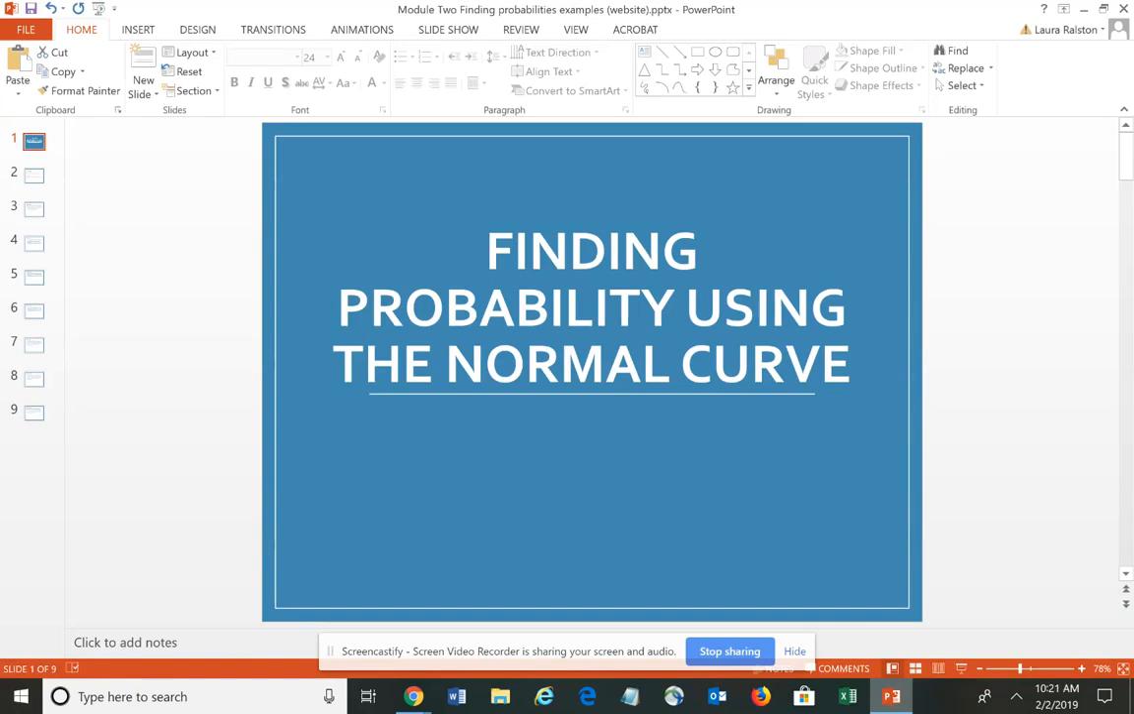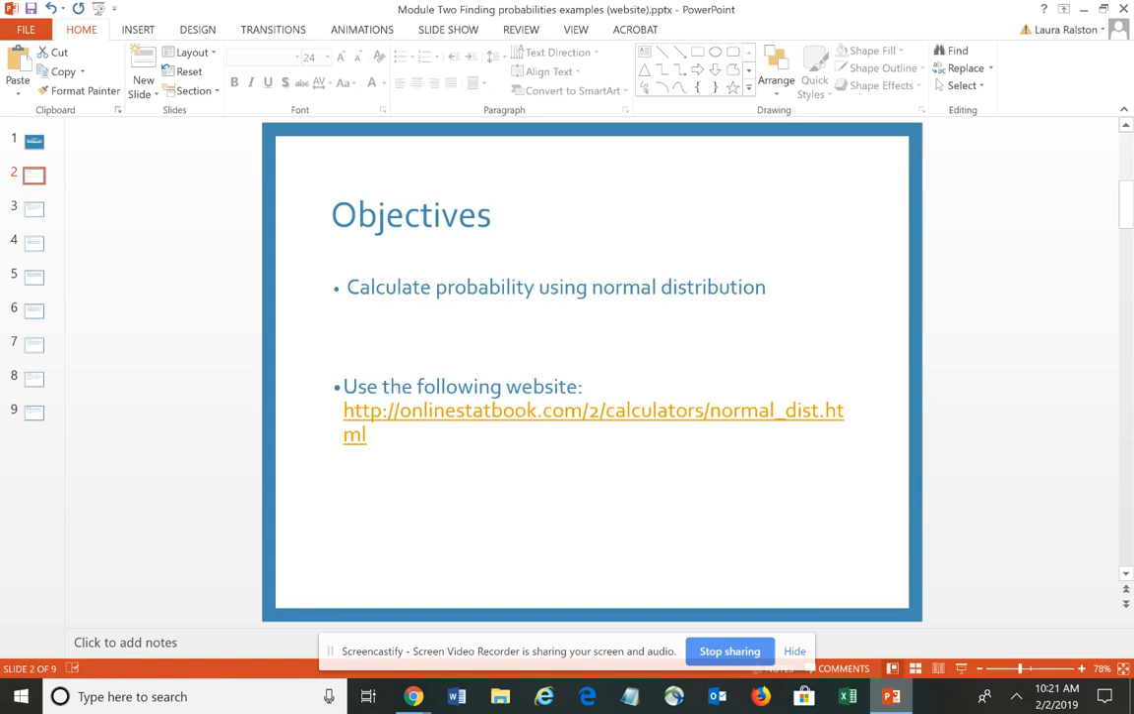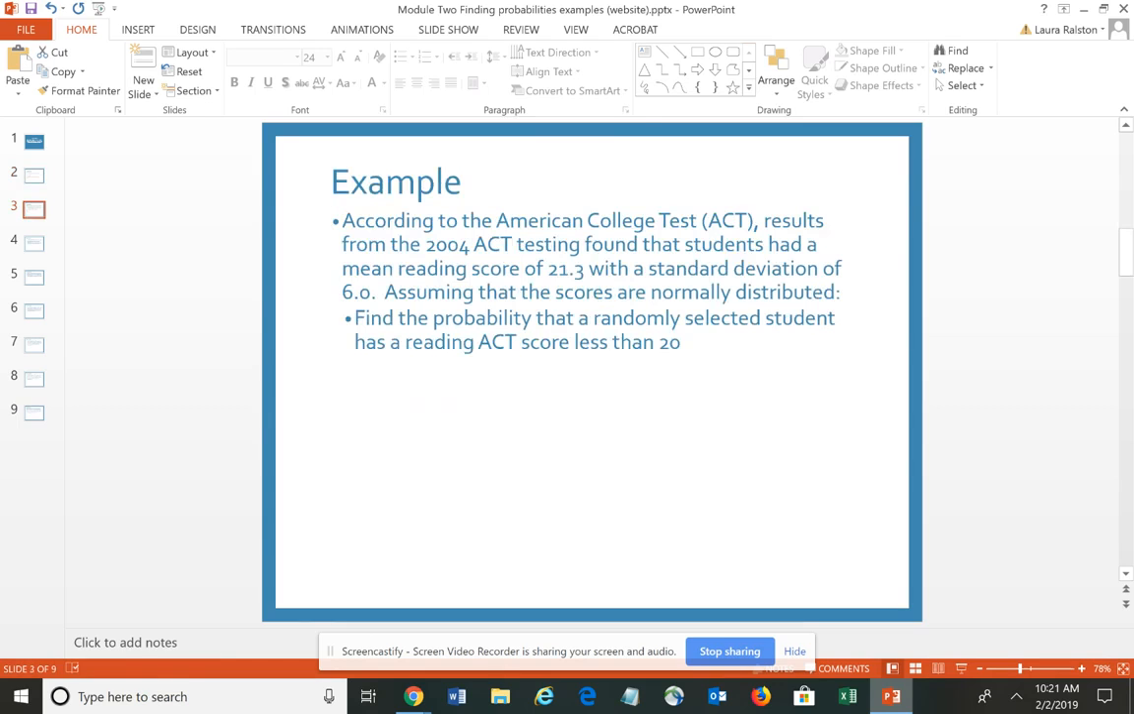In this video, we're going to take a look at some additional examples on how to find the probability of a particular event, specifically using the normal curve or the normal distribution. So our objective is to calculate the probability using normal distribution, and to do that, we're going to use the website that is referenced here on the slide that you can go ahead and open up, and I'll be referring to throughout the video. So let's jump right in.